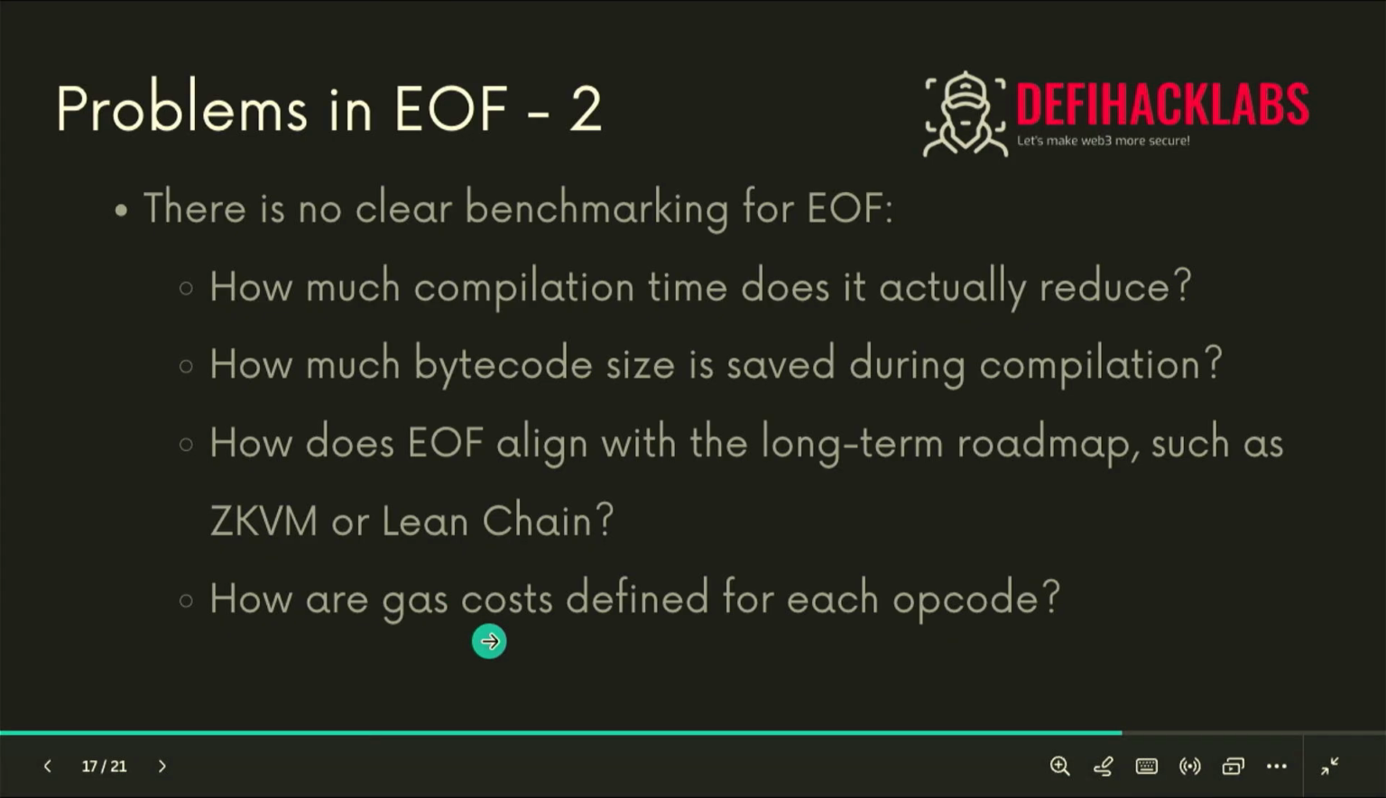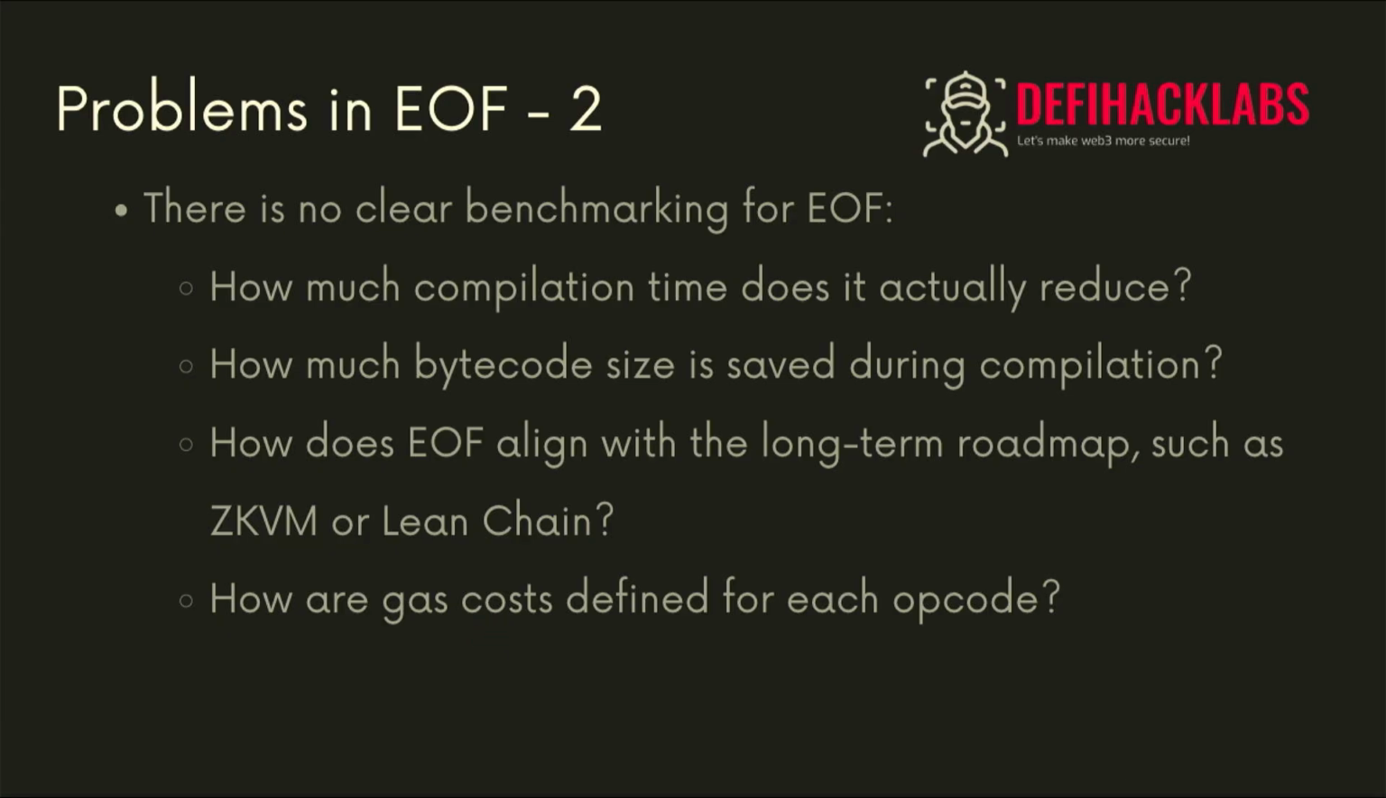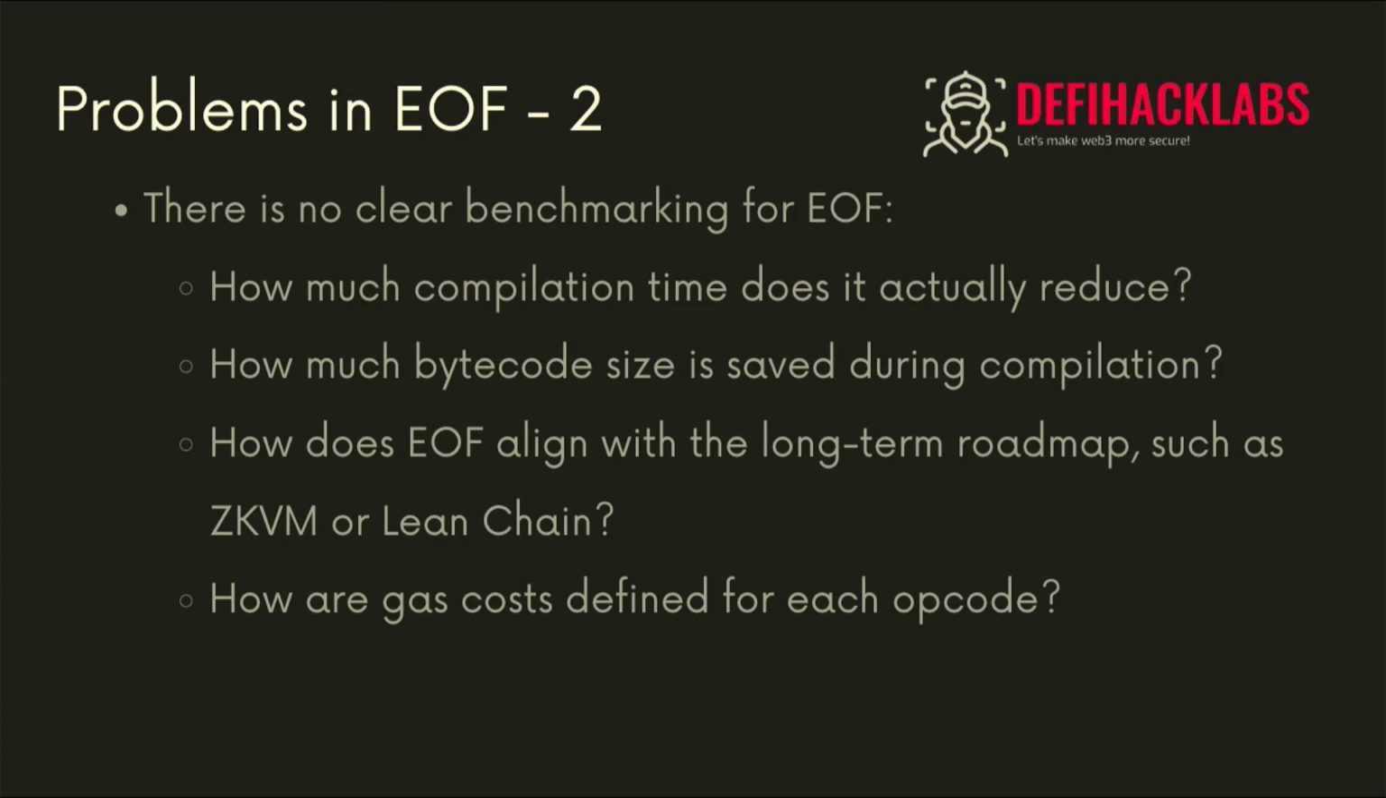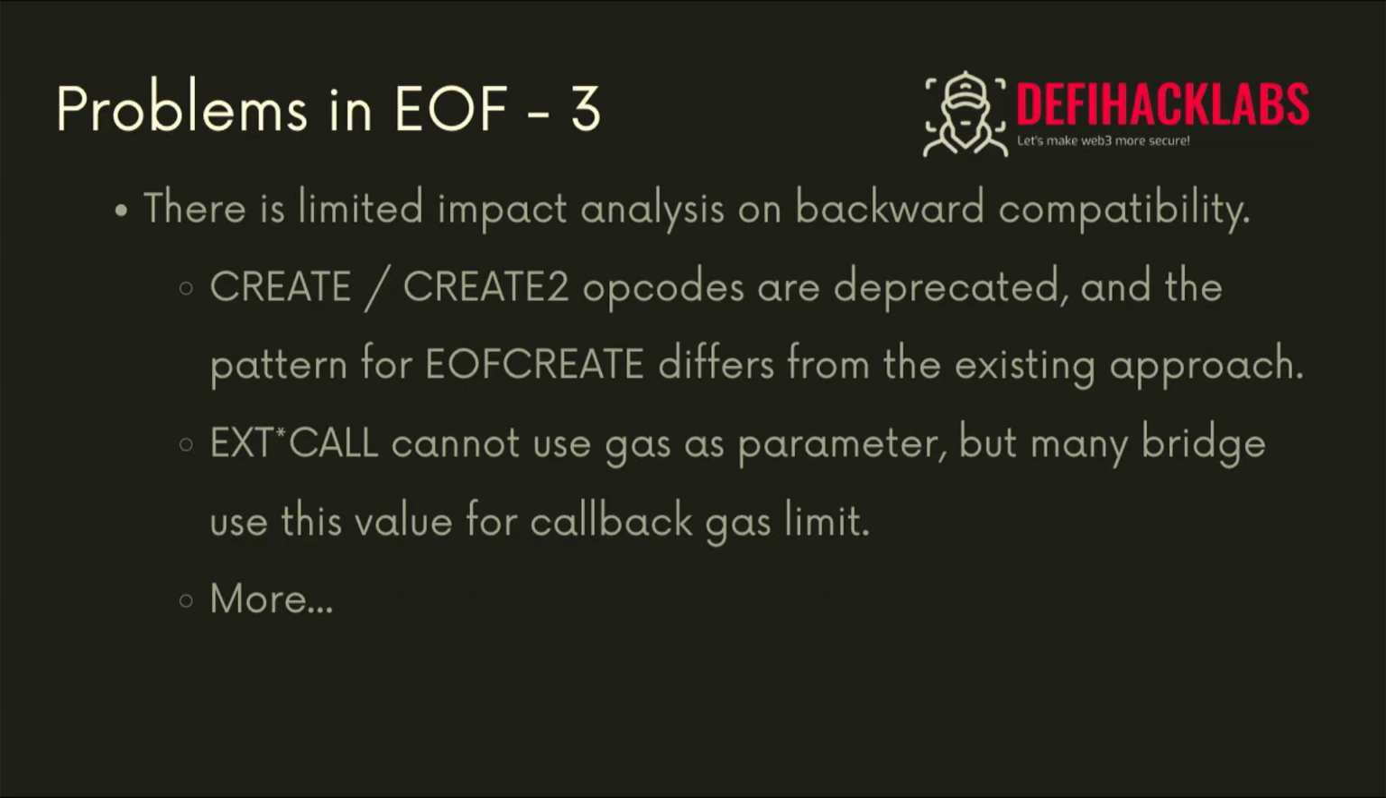And the final one is, for each newly added EOF opcode, how is the gas cost being defined? I believe that there is no clear benchmarking because I'm currently contributing to the benchmark for Ethereum. And before I joined, I did not see any benchmark for EOF. So it would be very dangerous because if an opcode is mispriced, you could generate a block full of that specific opcode. If the block executes for more than 4 seconds, this might harm the entire blockchain consensus. So that might break Ethereum's 100% uptime record.